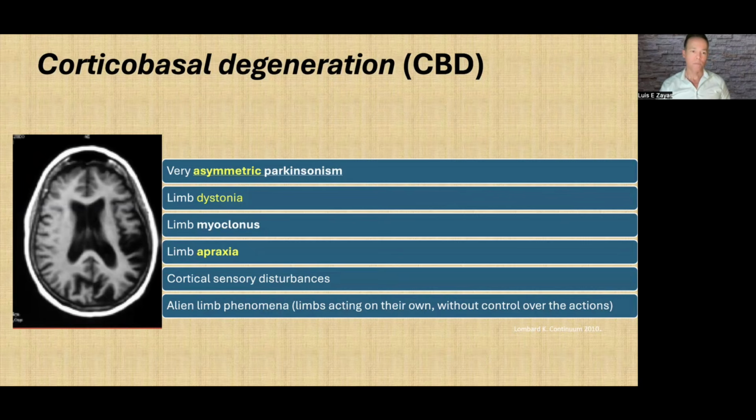So yeah, and you see the asymmetry on the MRI, and those patients are very, very asymmetric. So very Parkinsonian on the opposite side of the atrophy. Okay, and they have apraxia, they have myoclonus, they have dystonia, and they can tell you that, oh, my hand moves by itself, I cannot control my hand, that kind of thing. And they have cortical sensory disturbances.